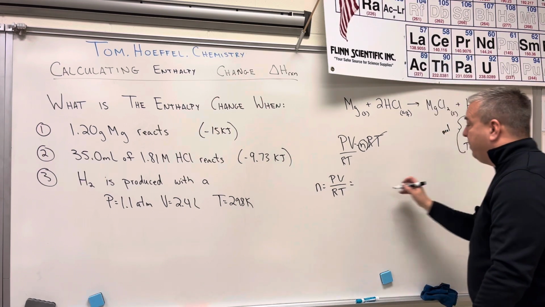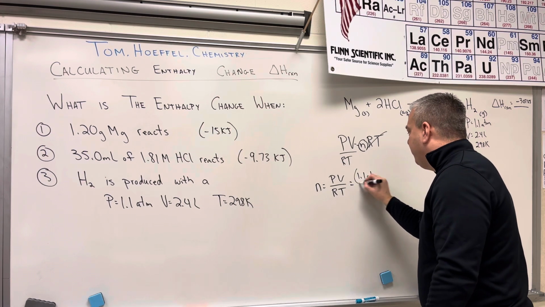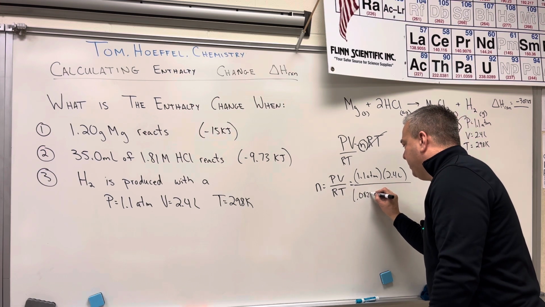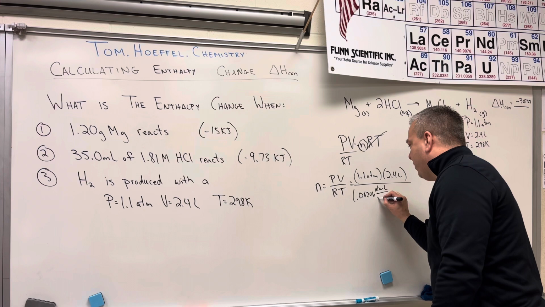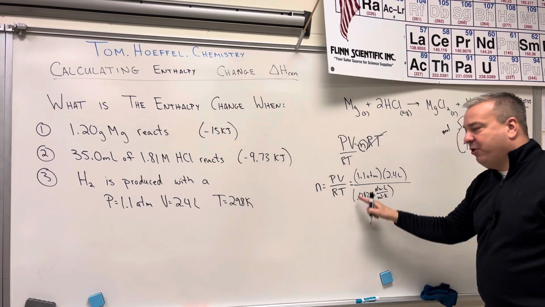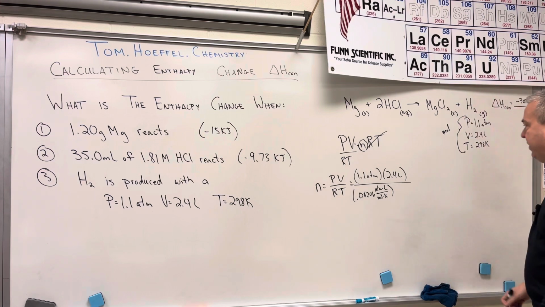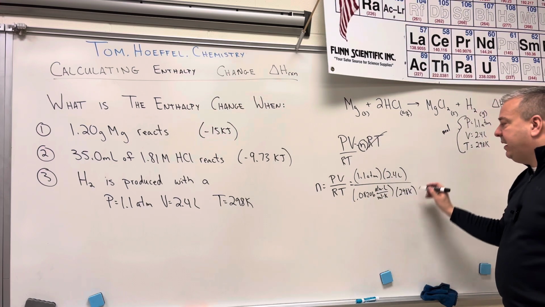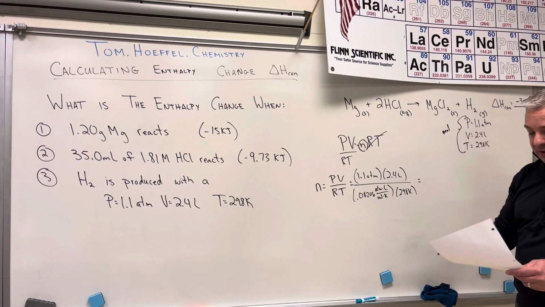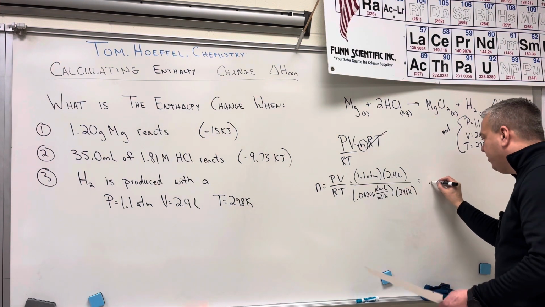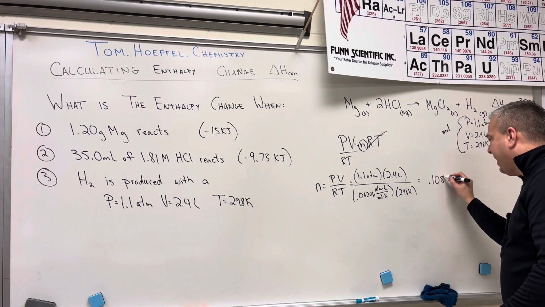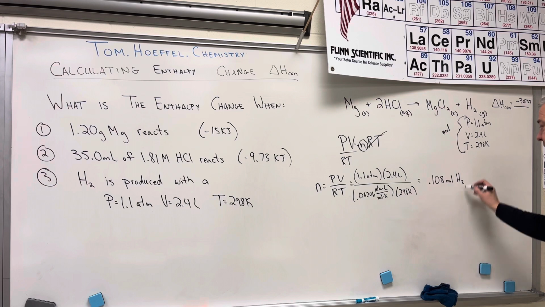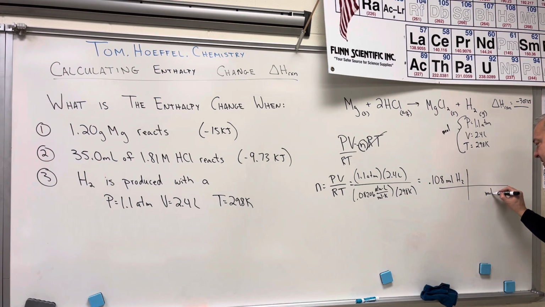So the pressure is 1.1 atm. Volume is 2.4 liters. R is 0.08206 atm liters over mole Kelvin. Like I said, if you don't know this information, you need to go back and watch those gas law videos. And then the temperature is 298 K. If we plug this information in, we'll figure out how many moles of hydrogen there are. When you plug that information in, you get 0.108 moles of hydrogen.